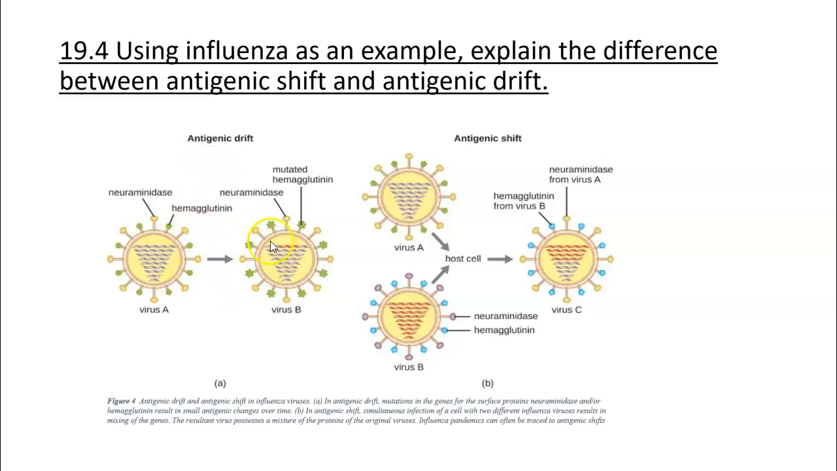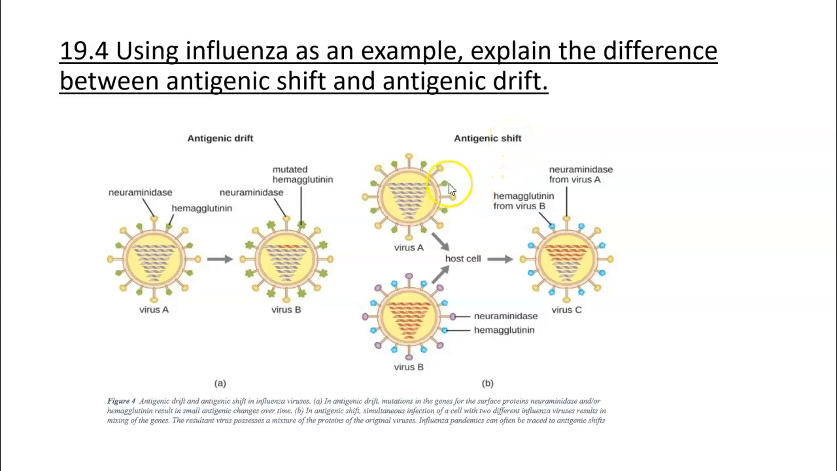So this antigenic drift is going on all the time. It's predictable. It happens on a predictable pattern, a predictable period of time. And it's the reason why we get our seasonal flu vaccine. We get a new flu vaccine every year. Antigenic shift is more dramatic.